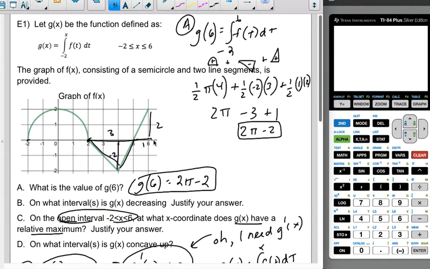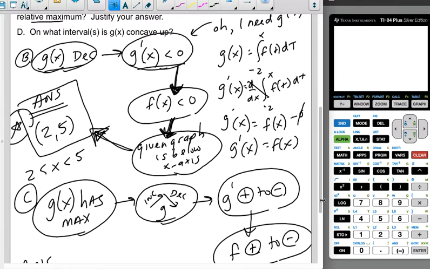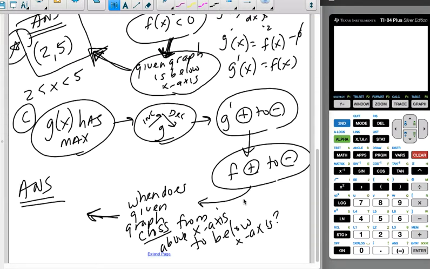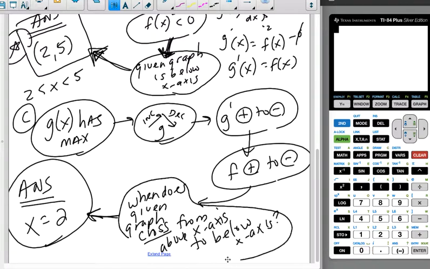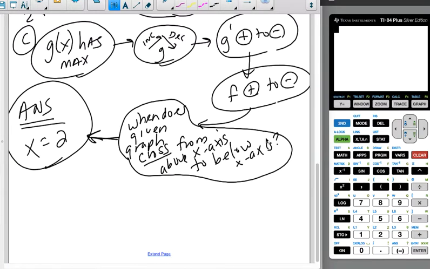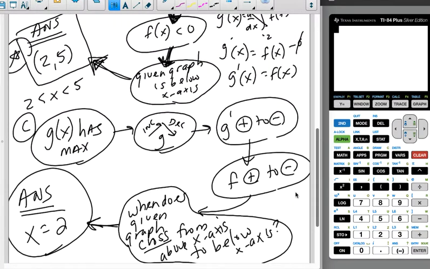So when does the given graph cross from above the x-axis to below? Oh, hey, it's at x equals 2. So my answer is when x is 2. And when I'm asked to justify, I just did, right? My justification was that the graph switches from above the x-axis to below the x-axis. I clearly explained why it was f that I cared about, not g.